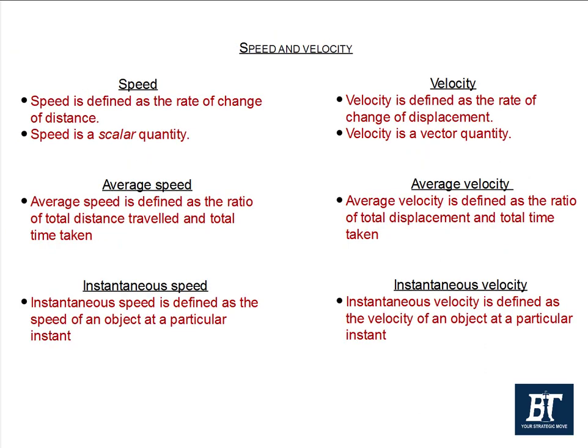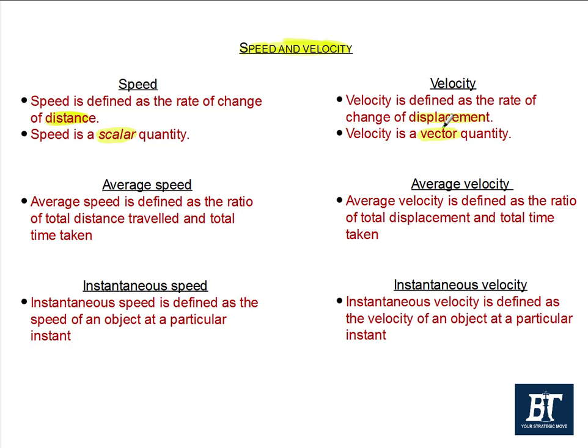The last topic of our lecture is speed and velocity. And in this topic, we are going to discuss the definition of speed, average speed, instantaneous speed, definition of velocity, average velocity, and instantaneous velocity. So the rate at which distance traveled by a particle is changing is called speed. It is a scalar quantity, while the rate at which displacement of a particle is changing is called velocity of the particle, and velocity is a vector quantity.